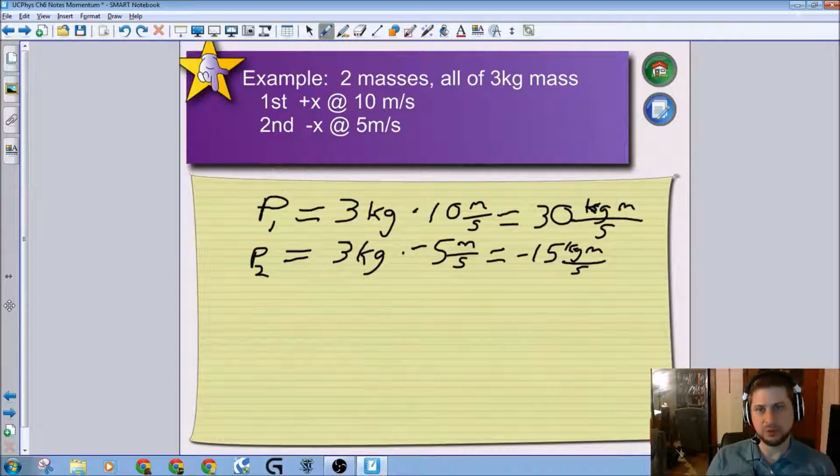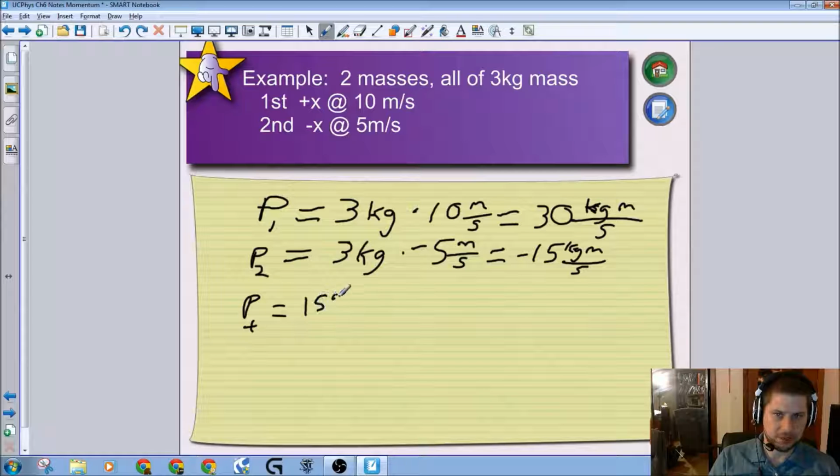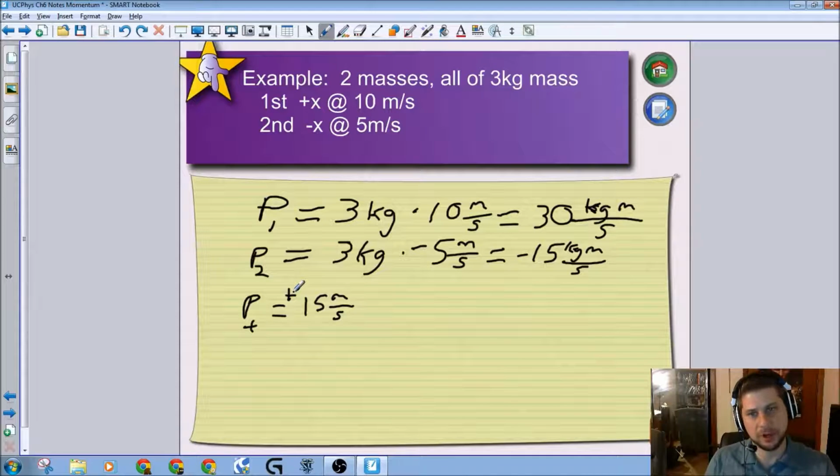So if someone asked what was the total momentum of this system of 2 masses, you would have P total equals 30 minus 15, positive 15 kilogram meters per second. Now, you don't have to include the positive, but I like to do that, especially when we're talking about vectors, because it lets people know that it's in that direction. So, all right.